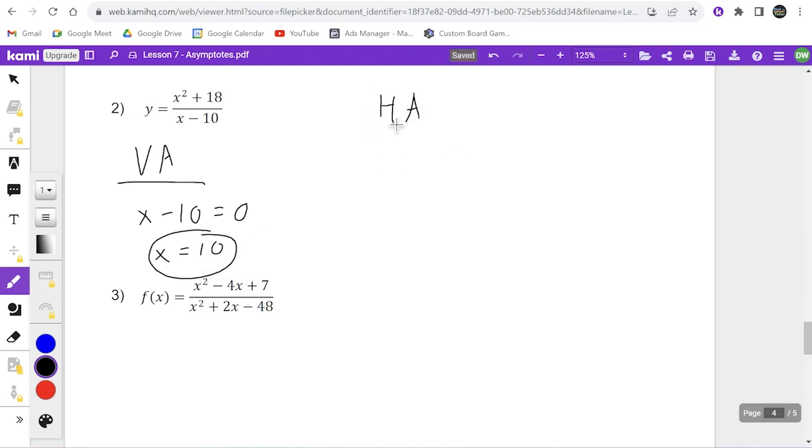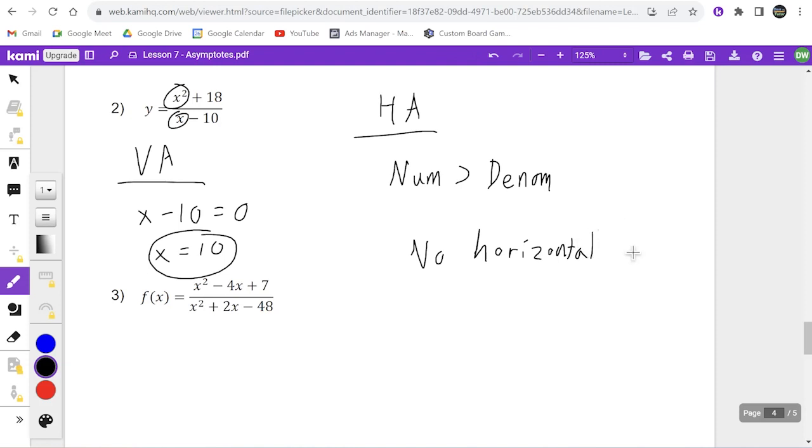Now the horizontal asymptotes, what am I going to do? Well, hopefully you realize the degree of the numerator, x squared, is greater than the degree of the denominator, x. So I'm saying numerator is greater than denominator. Who remembers what happens in that case? It's going to be no horizontal asymptote. And that's what you would write. You would write no horizontal asymptote.